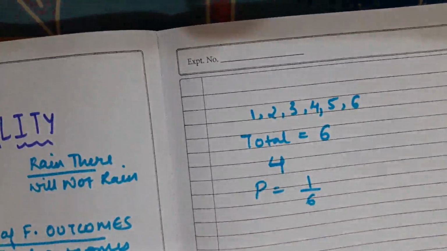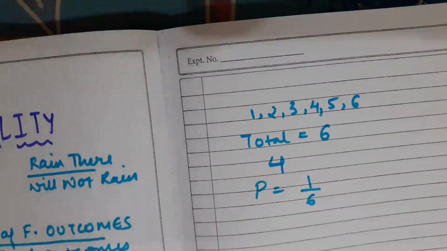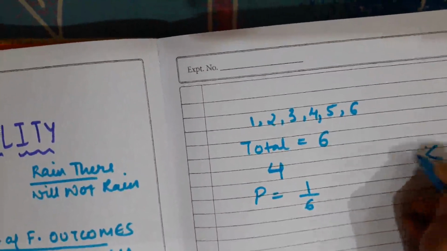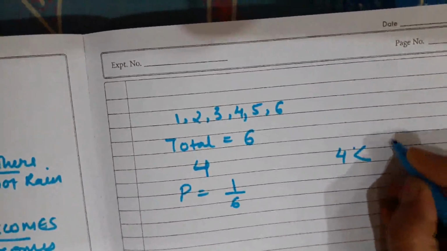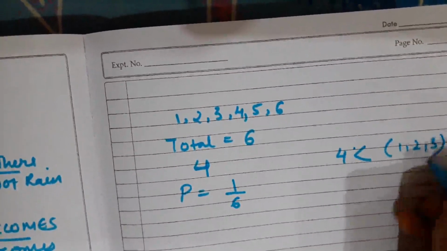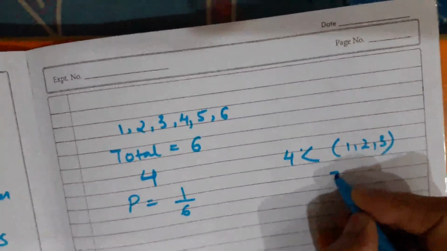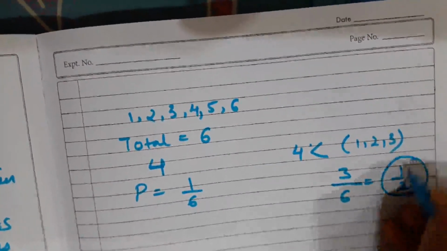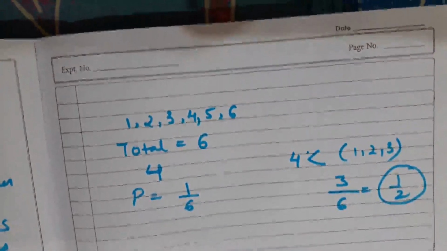Okay, if my question is this, what is the probability of coming a number which will be less than 4? Less than 4, we have options 1, 2, 3. So the favorable outcomes will be 3. Total outcomes will be 6. You will get 1 by 2. So in this way you can find the probability.